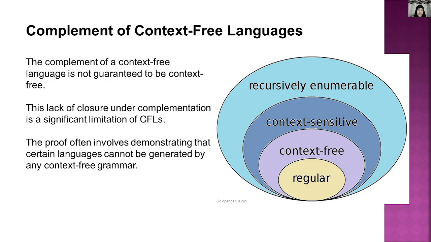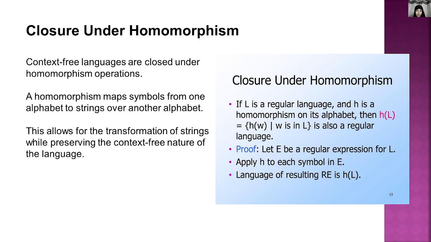Complement of context-free languages. Context-free languages, here what are they actually? The complement of context-free languages is not guaranteed to be a context-free language. This lack of closure under complementation is a significant limitation of context-free languages. The proof often involves demonstrating that certain languages cannot be generated by any context-free grammar.